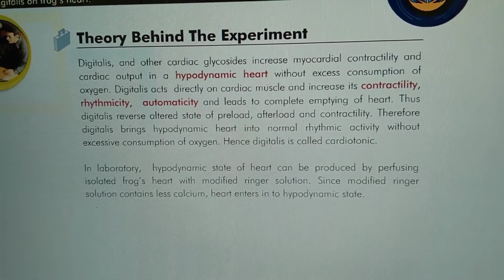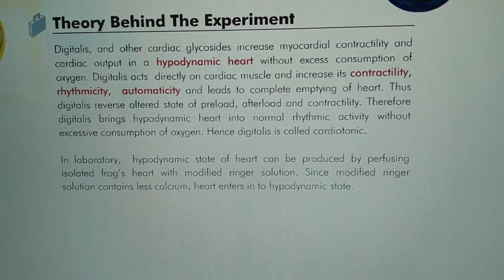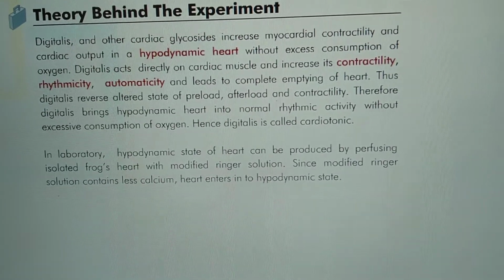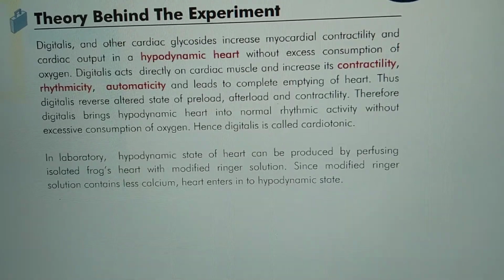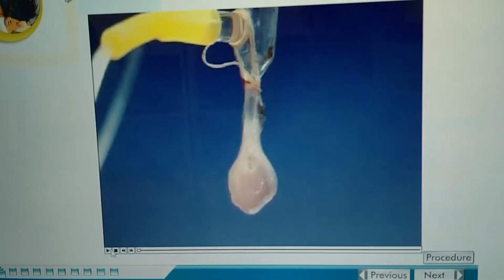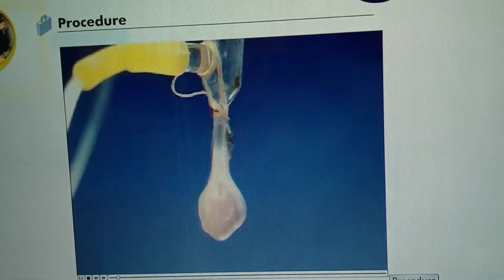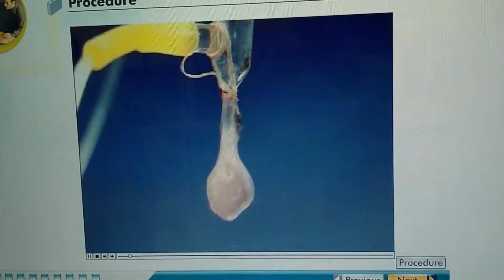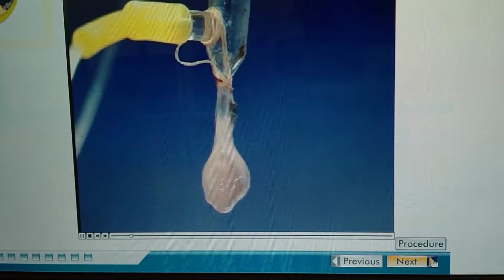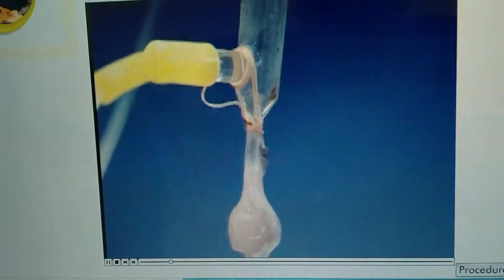In the laboratory, the hypodynamic state of heart can be produced by perfusing an isolated frog's heart with modified ringer solution. Since modified ringer solution contains less calcium, the heart enters into a hypodynamic state. We have already learned the isolation technique of frog's heart preparation. To study the effect of Digitalis on frog's heart, perfuse the heart with normal frog ringer solution.